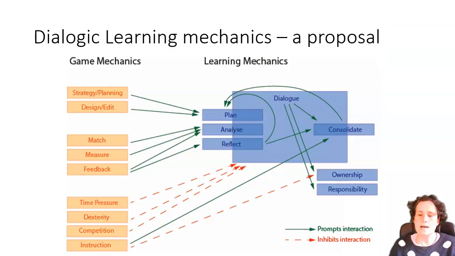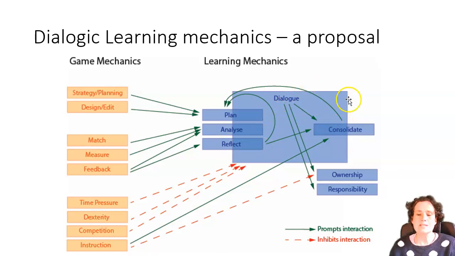And this is the proposal I came up with for interactions for dialogic learning and mechanics. The first thing to notice is that there isn't a simple one-to-one mapping between game mechanics that directly lead to learning mechanics that directly lead to dialogue. It can be seen here that certain game mechanics provoke these learning mechanics: plan, analyze, and reflect. Now, dialogue can be involved in these processes, but it doesn't have to be.